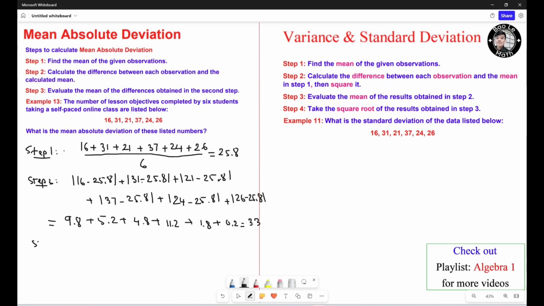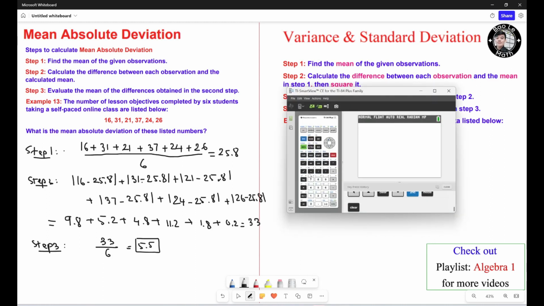Now step 3: you take 33 and divide by 6. The answer should be 5.5. This is the answer. Now we have a second method to solve the mean absolute deviation using a calculator.